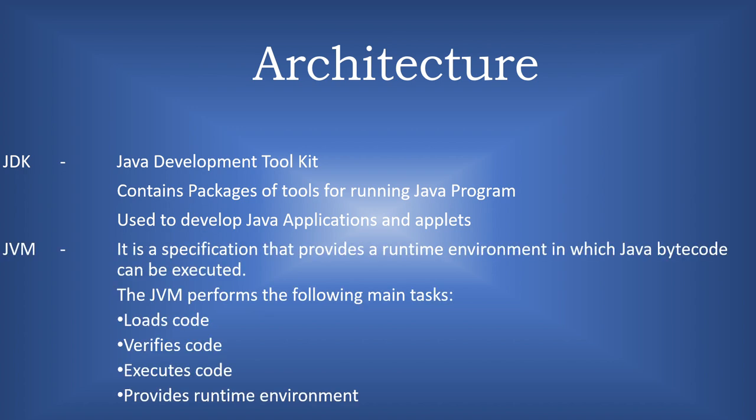And the second one is JVM, or Java Virtual Machine. It is the specification that provides a runtime environment in which the Java bytecode can be executed, and it performs the following tasks. JVM loads the code, verifies the code, executes the code, and provides a runtime environment. These are the tasks performed by JVM.